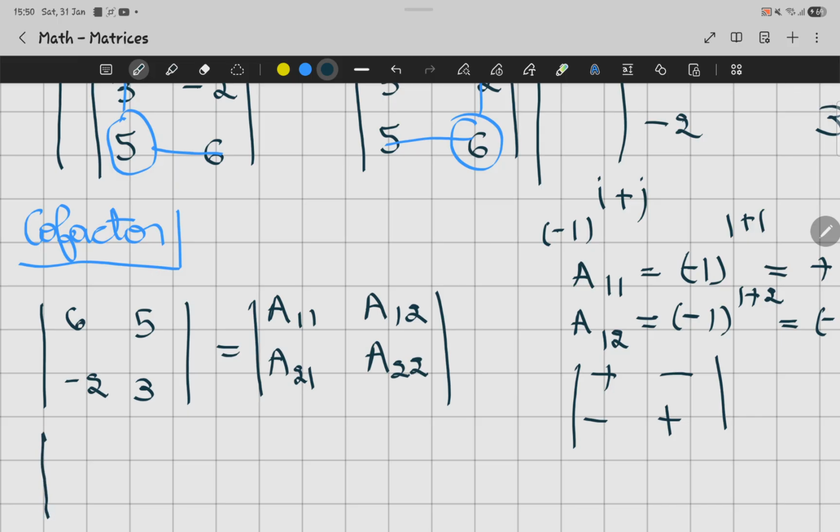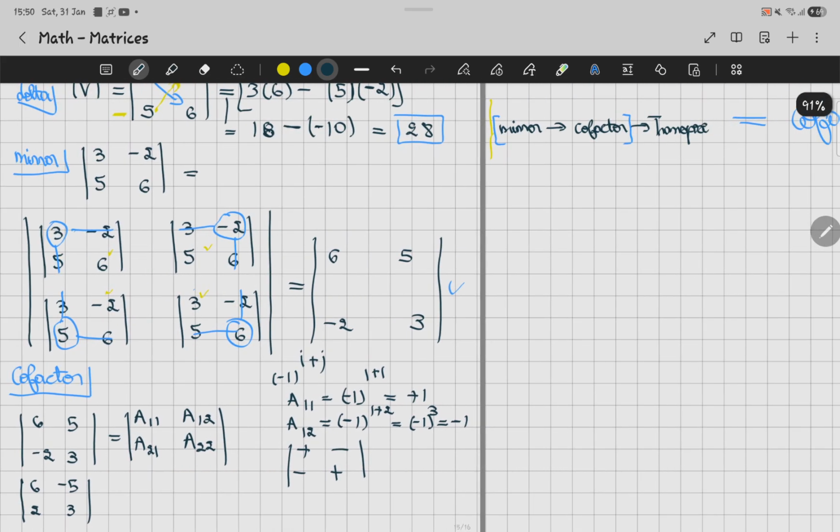So if I have to write this cofactor, it's going to be positive times 6, which is positive 6, negative times 5, negative times -2 gives me positive 2, and positive times 3 gives me 3. Okay, so this is the cofactor.